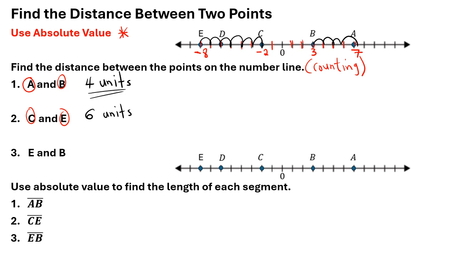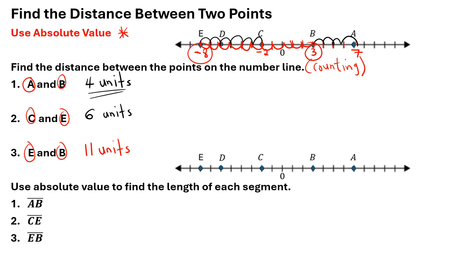All right, for the third one here, we are going to find the distance between E and B. E is -8 and B is 3. So all we need to do now is just count the spaces to see what we get. 1, 2, 3, 4, 5, 6, 7, 8, 9, 10, and 11. So we get 11 units.